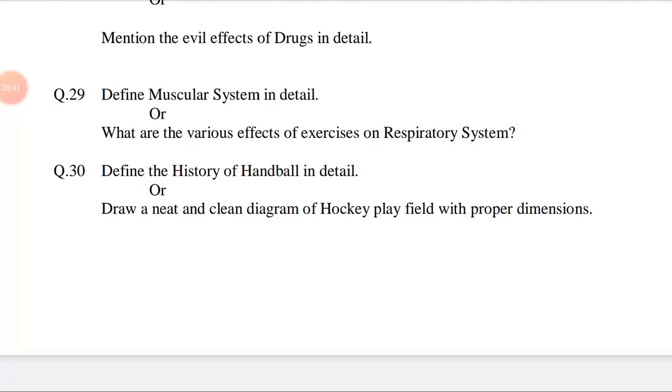Dimension means measurement, measurable. The answer may be draw the sketch of hockey play field, then write its length, breadth of hockey. Then next point, penalty stroke positions, D shooting circle, dotted shooting circle, free surface area, length of goal post, height of the goal post, thickness of the wooden, height of the backboard, depth of the backboard, etc.